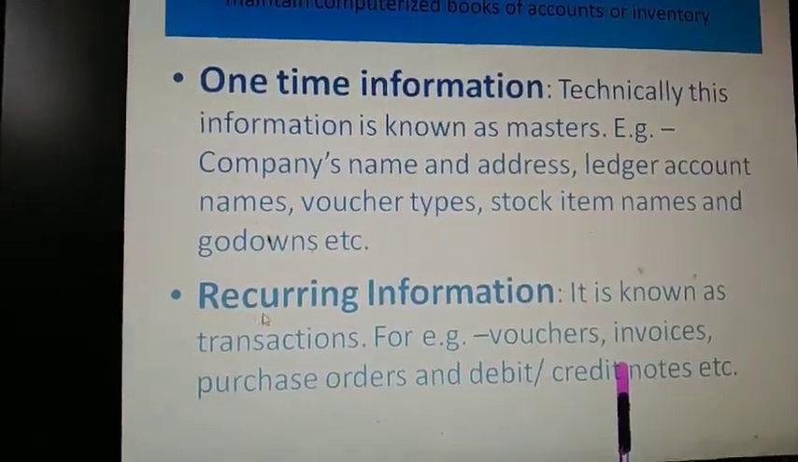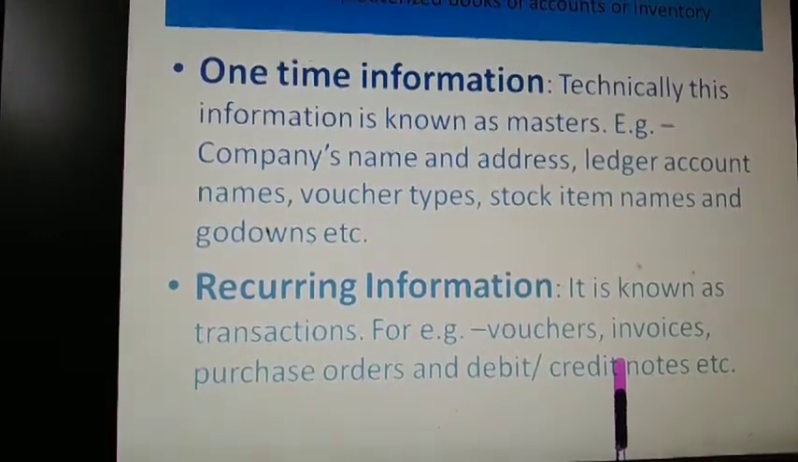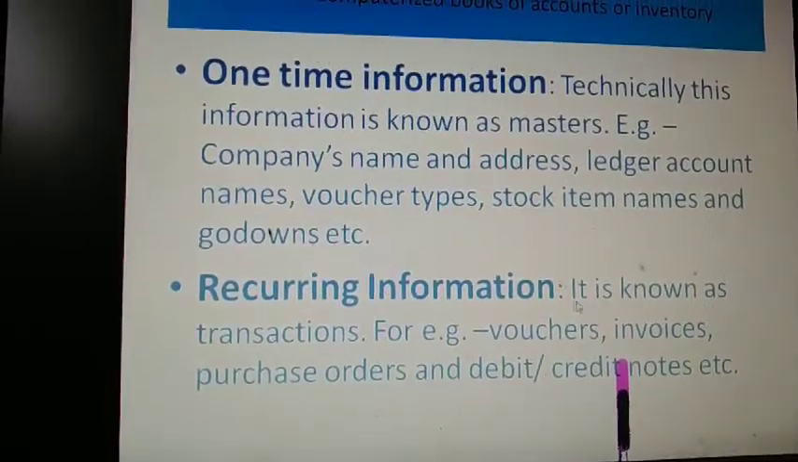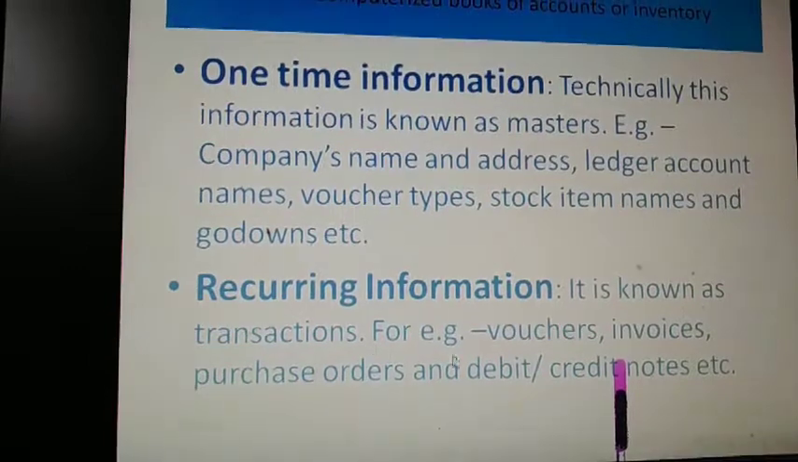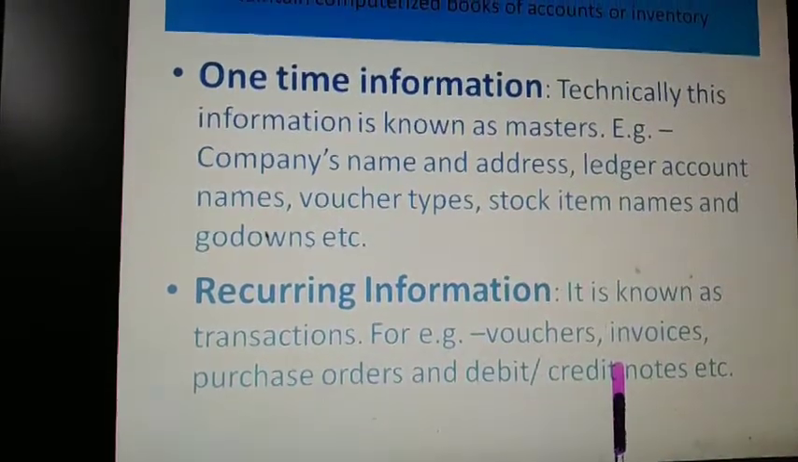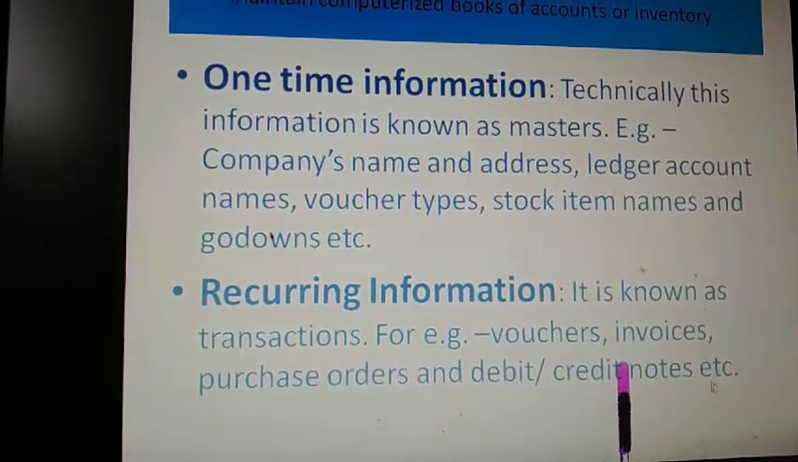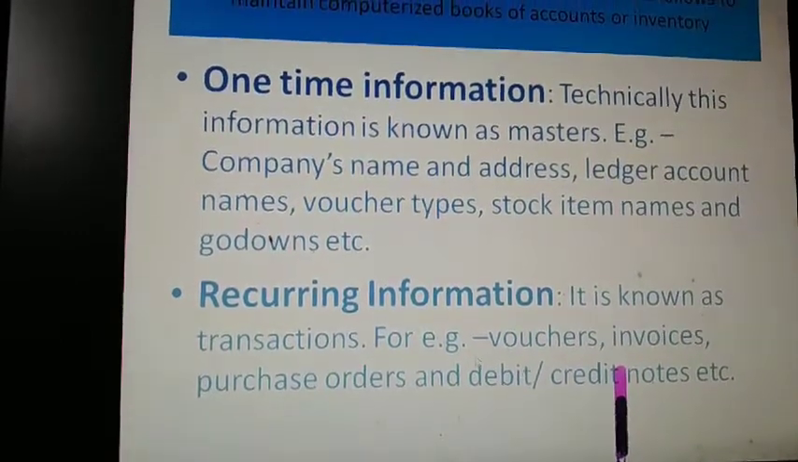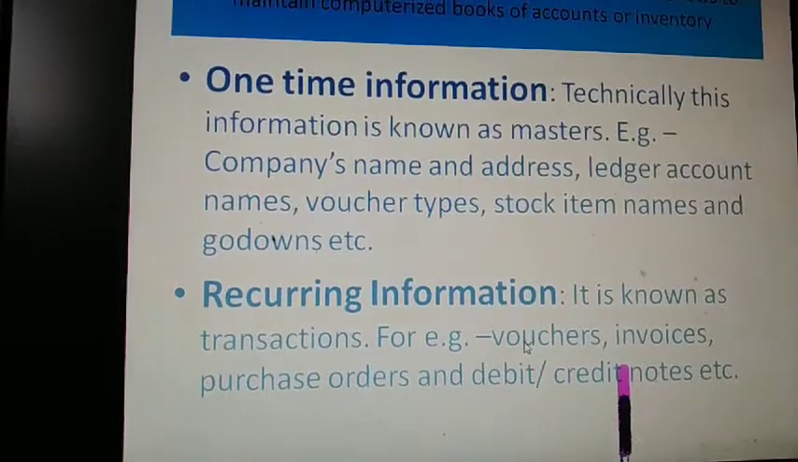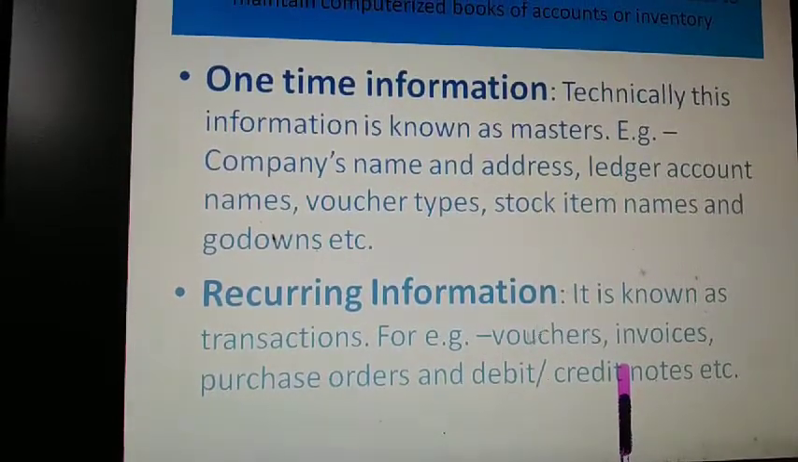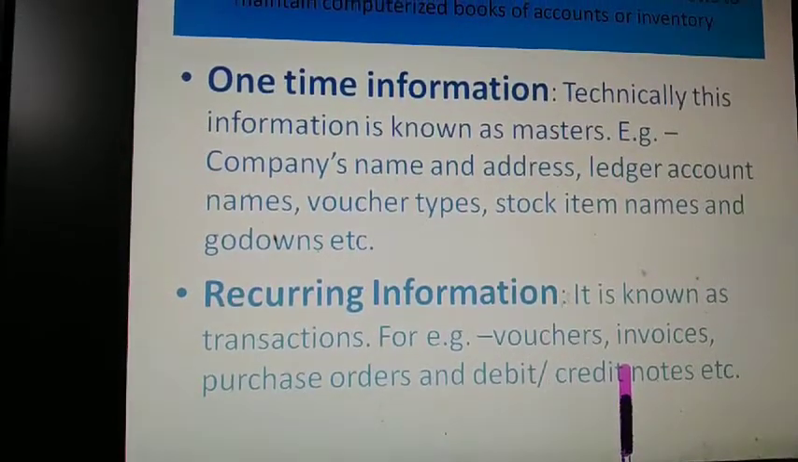Next type of data is the recurring information data. It is known as transactions. For example, vouchers, invoices, purchase orders or sales orders, or debit or credit notes, etc. This recurring information should be available to you so as to enter in Tally.